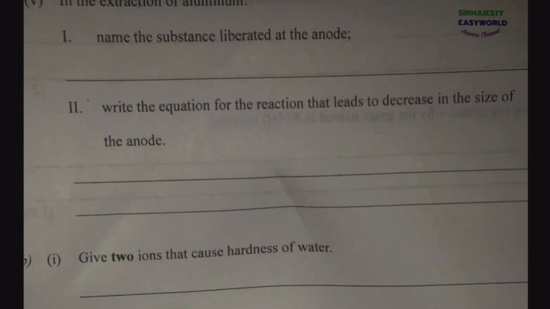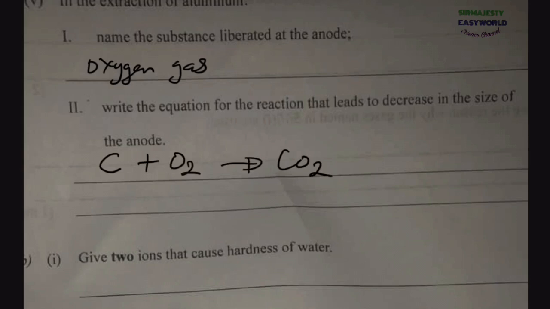So here it says, name the substance liberated at the anode. Oxygen gas. Write the equation for the reaction that leads to the decrease in size of the anode. That's what I just wrote the other side, but we can repeat it again. Remember that the anode is graphite, and graphite is a form of carbon, which means when it's attacked by oxygen, it's burnt down in form of CO2.